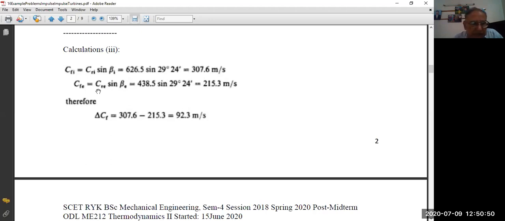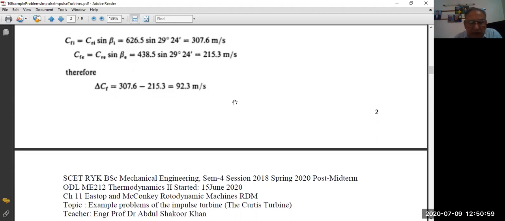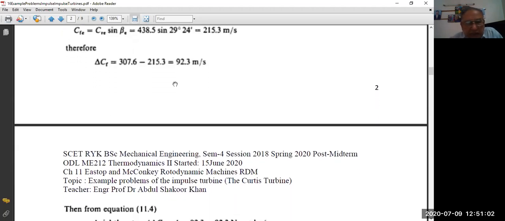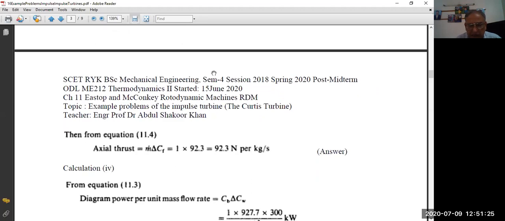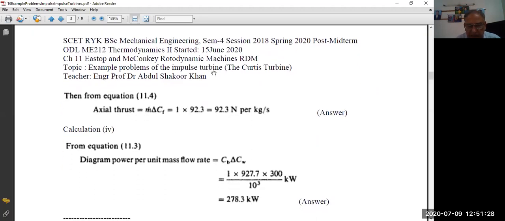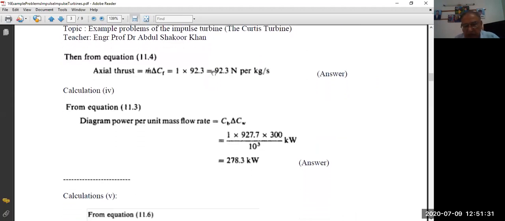Then CFE is equal to CRE sine beta E, and this is equal to 215.3. The change in axial component of the velocity, which is called flow velocity CF, is delta CF, the difference of CF exit minus CF inlet. So CF exit 307.6, CF inlet 215.3. The difference is 92.3. This is delta CF. This is the force responsible for axial thrust on the bearing, pushing in the axial direction.